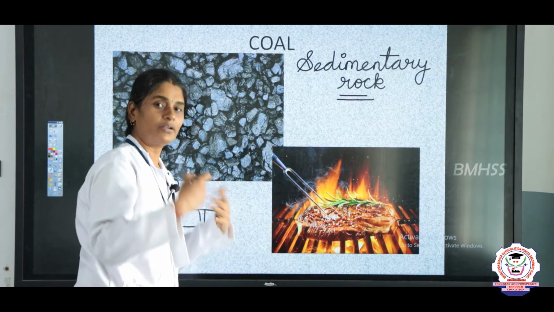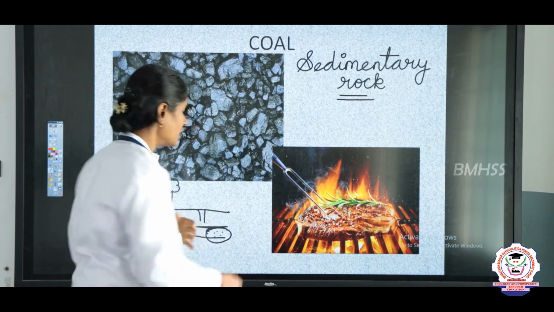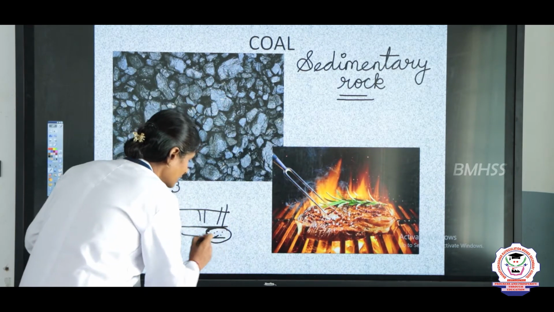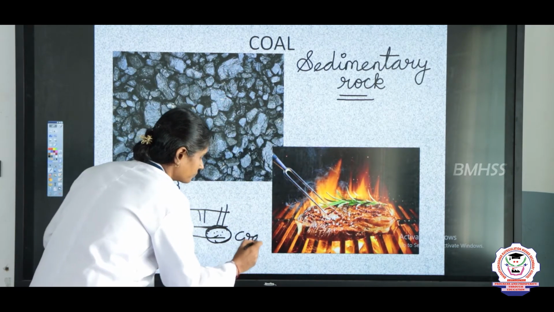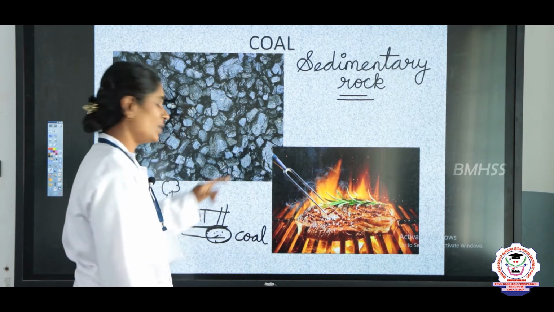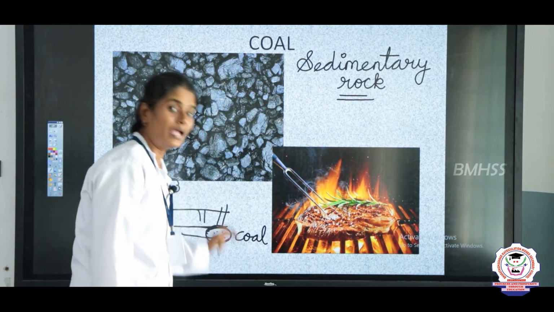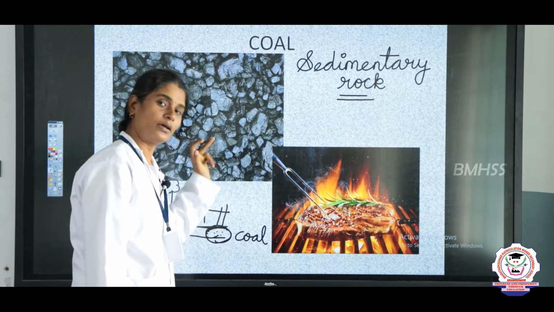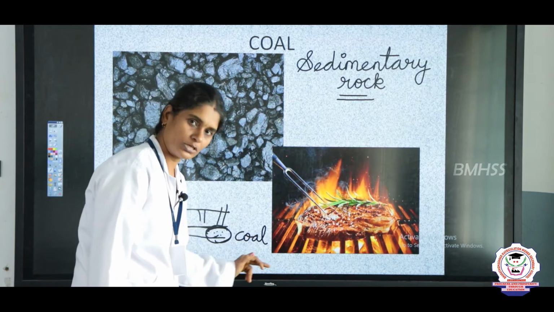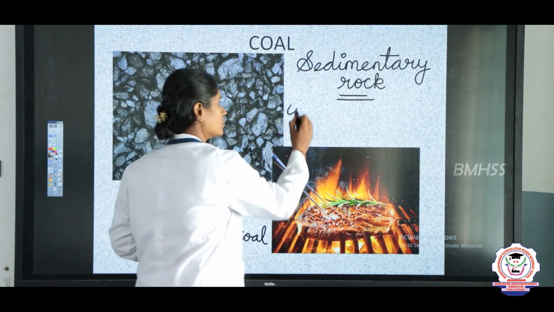Then afterwards, when we dig up, only in the mines or in the wells, we get the coal from under the earth's surface, right. So this is how we get the coal. This is the formation of coal, and it was formed millions of years ago, right. And this coal is used in cooking.